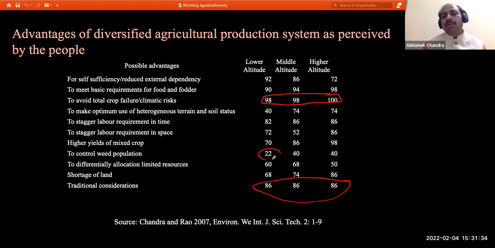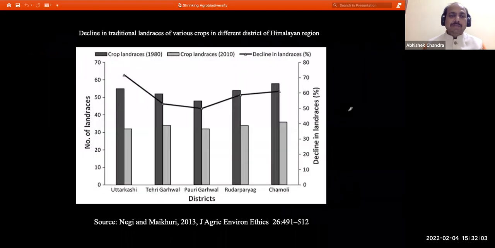You can see here it is very less, because in the higher altitude they still manage with mixed cropping. So it is very difficult. In the higher altitude they grow for the soil status. But in the case of the lower altitude, you can see the percentage is very less. And in the middle and the high, they are still concerned about the soil status. So it is homogeneous and they are growing.